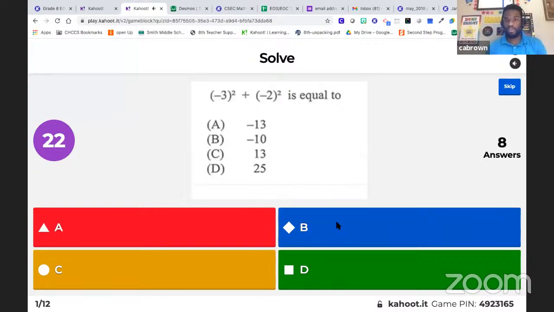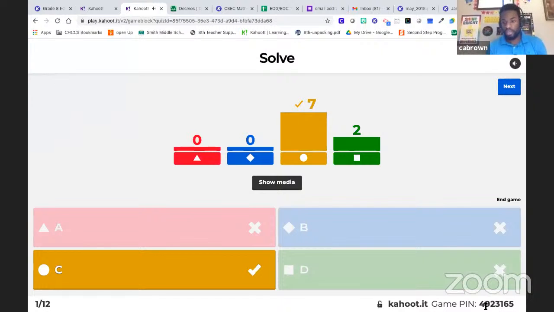If while we're playing other individuals need to join, the pin is also displayed at the bottom of the screen, 4923165. All right, the answer was C. 2 people got it wrong.